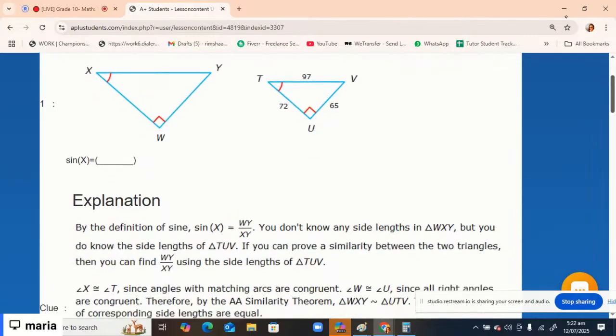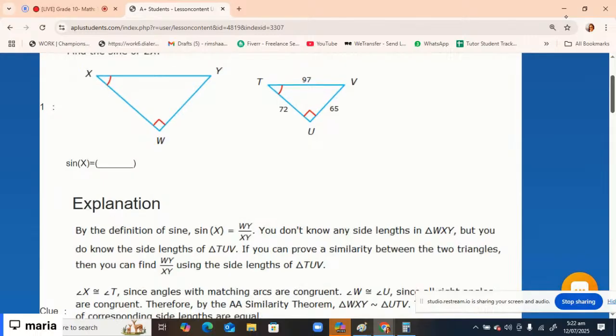WY and XY: we are not able to say any side length in W, X and Y, but you do know the side lengths of T, U and V. If we can prove the similarity between these two triangles, then we are going to find WY and XY using the side lengths of UV and TV.